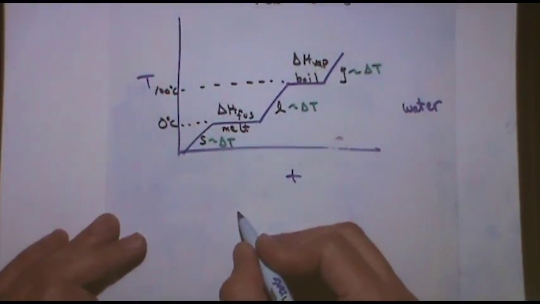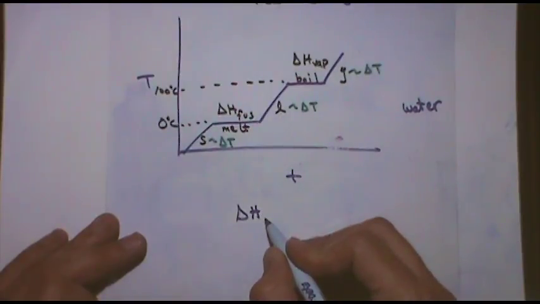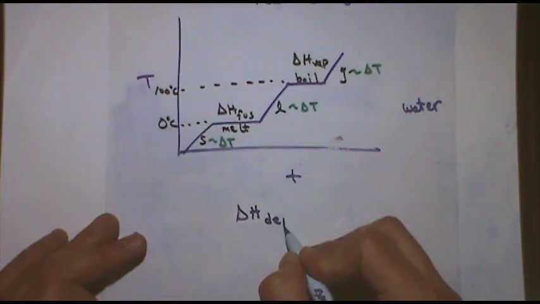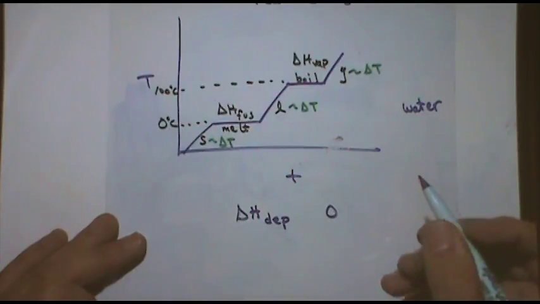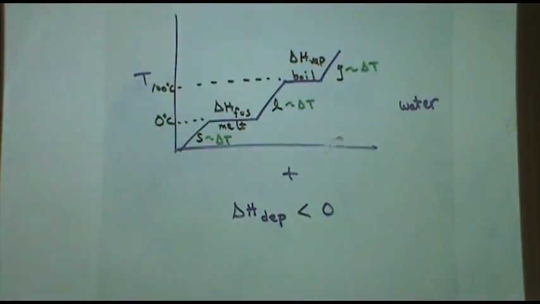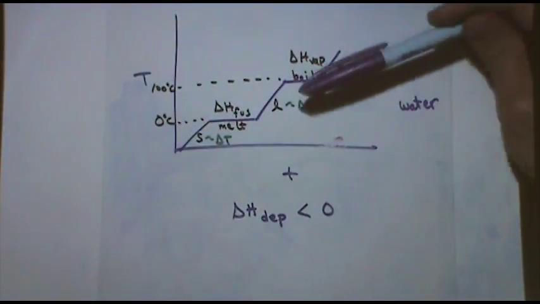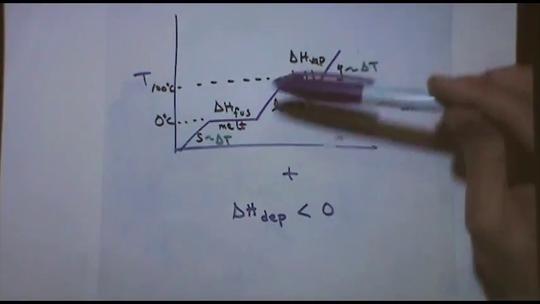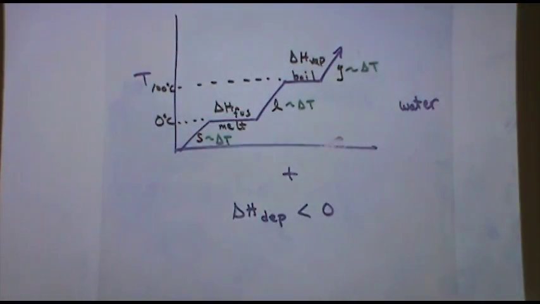Let's just, for fun, let's have delta H of deposition. Is that greater or less than zero? Deposition is going from what phase to what phase? Gas to solid. So that's removing heat, so it should be exothermic. That's going this direction. This is the opposite direction of this heating curve. This heating curve is going that way. All right, cool. Let's do phase diagram along with this now.